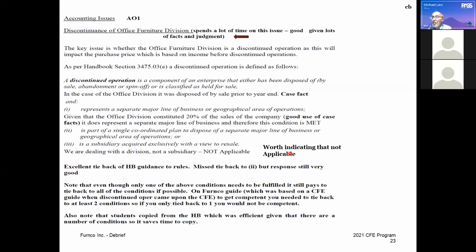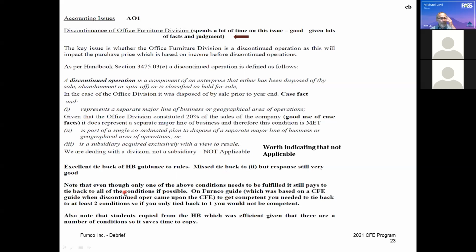And as we said this morning, we're not trying to prove we're great accountants on this exam. We're trying to write toward a guide. We want to hit points on a guide. So I know there are going to be points for explaining why it's not applicable, so I do so. At the end of the day, I would say that this was an excellent tieback of handbook guidance to the rules. Bottom line is our candidate didn't tie back to one of the conditions, but the response is still very good.